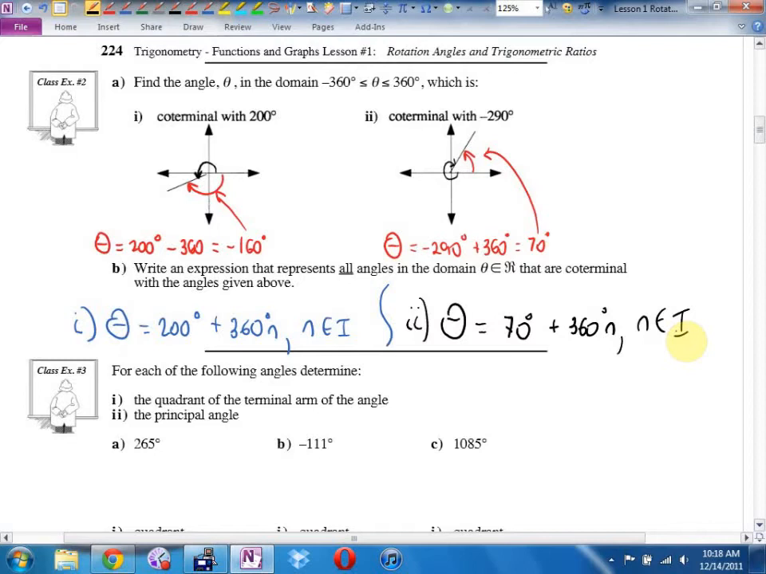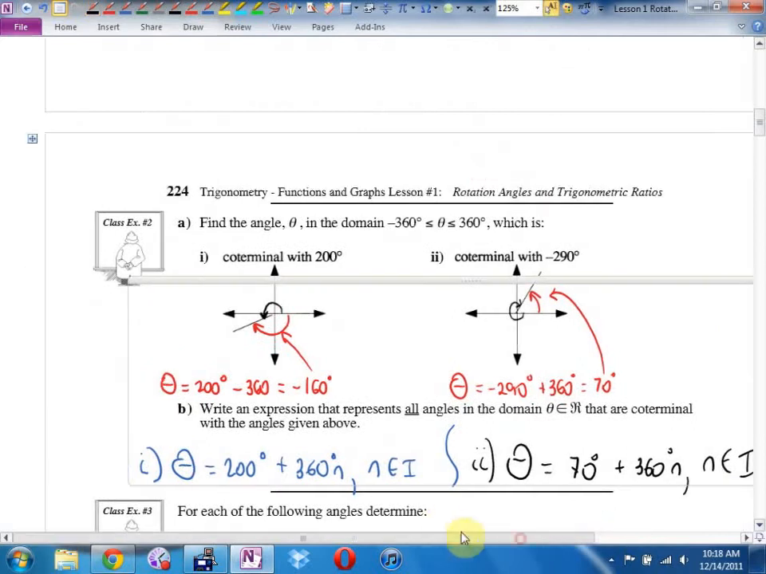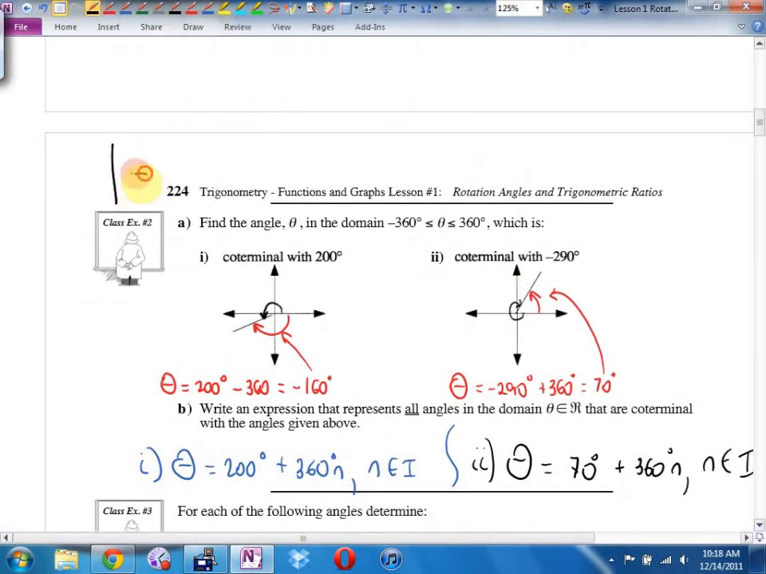Example 3, it says, for each of the following angles, determine the quadrant of the terminal arm and the principal angle. You guys got room up here, top left corner a little bit? Draw a little tiny graph right there. This is quadrant 1. This is quadrant 2. This is quadrant 3. This is quadrant 4. Traditionally, we use Roman numerals to label the quadrants, and you need to memorize which quadrant is what. It starts with positive, and it goes in the positive angle direction all the way around.